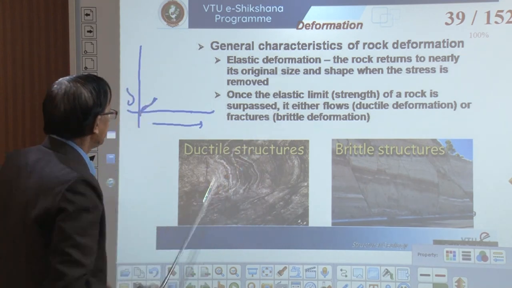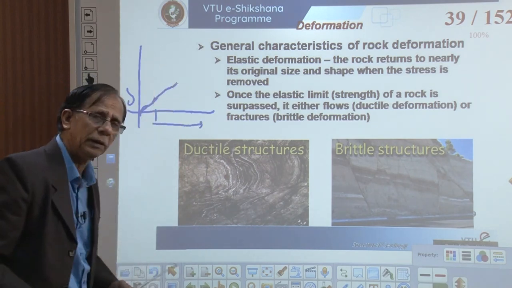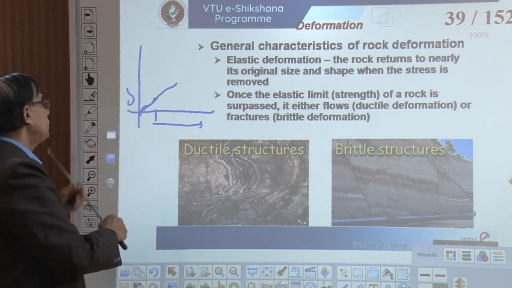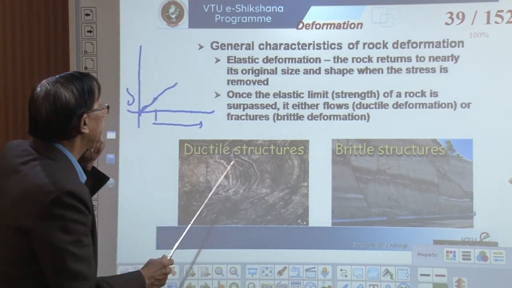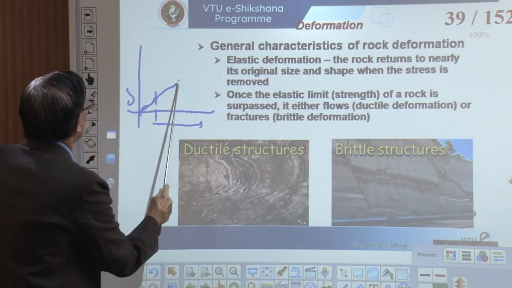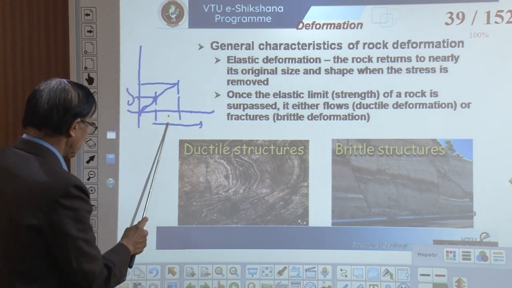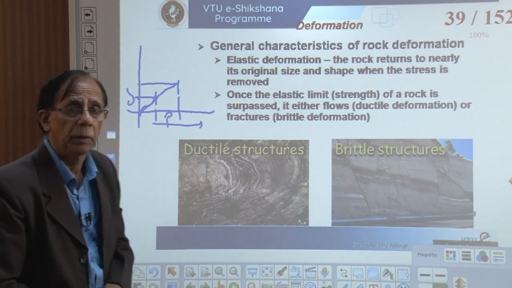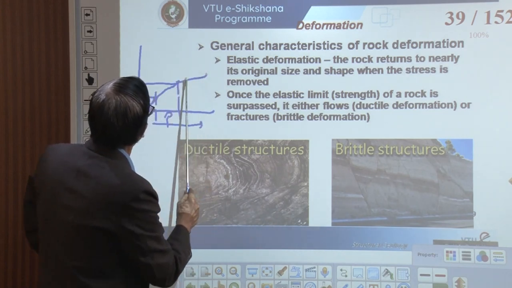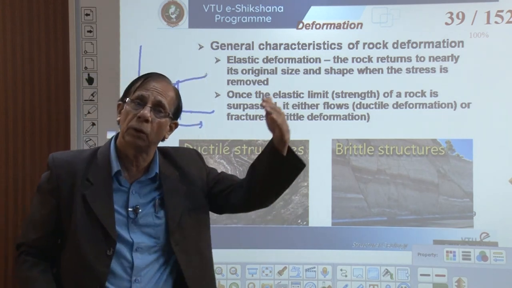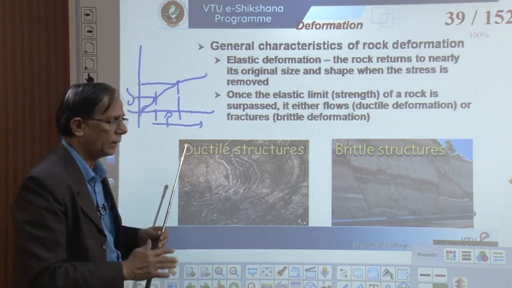Correct? Elastic deformation. If I apply pressure beyond this, the rocks undergo some kind of changes. Even if I remove the pressure, they do not come back to their original position. We call it a plastic stage deformation. This may be the plastic stage within this range. This is the pressure range, P, or load, whatever you call it. If I apply pressure much more beyond this, the rocks fail by rupture. Basically, we have elastic, plastic and rupture. These are all with respect to pressure and deformation I measure.